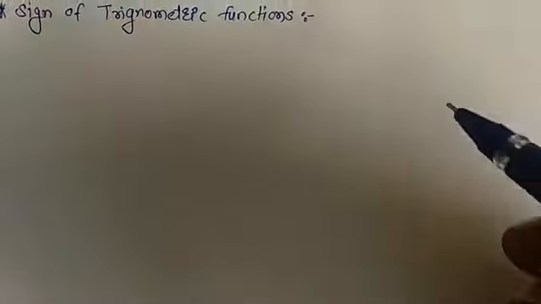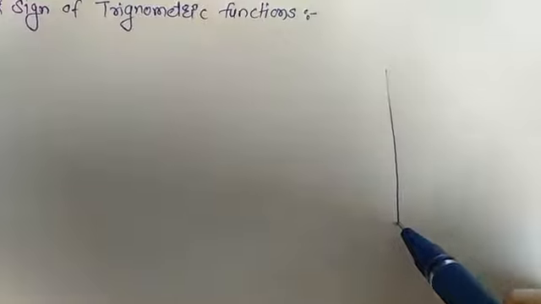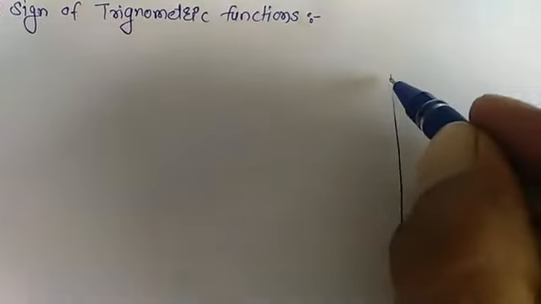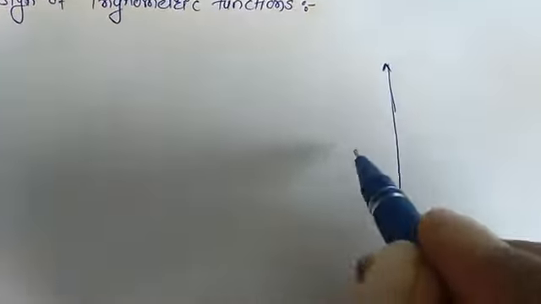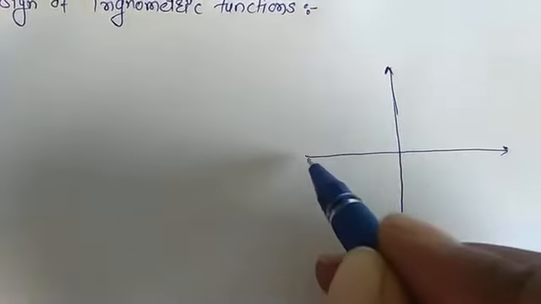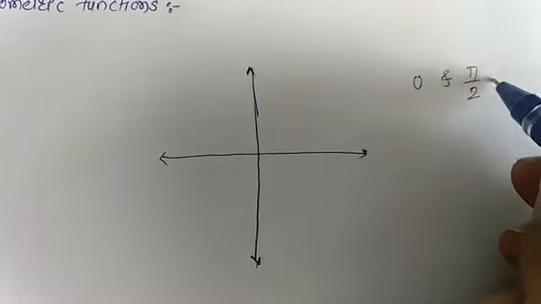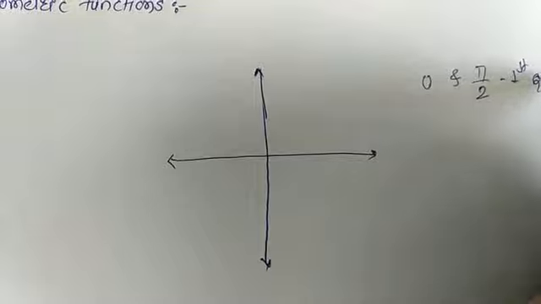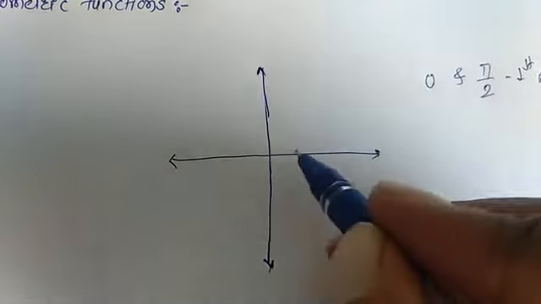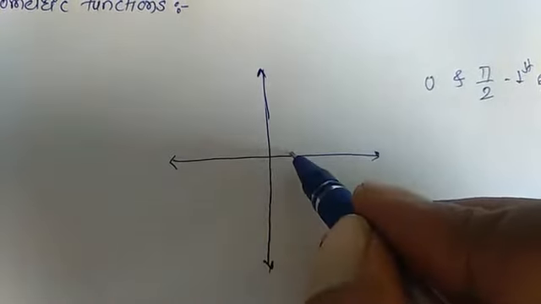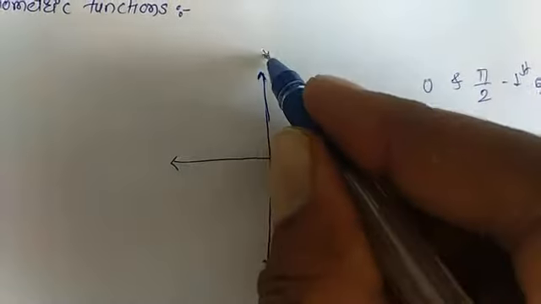Hi everybody, in today's lecture we are going to study the sine of a trigonometric function. In previous classes you have studied quadrants. You know that the first quadrant is between 0 and pi by 2. It is our first quadrant, with the x-axis and y-axis.